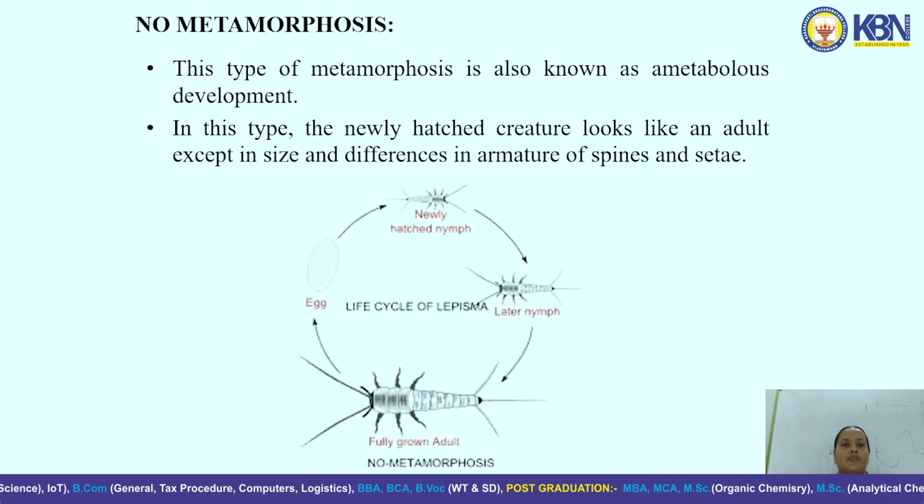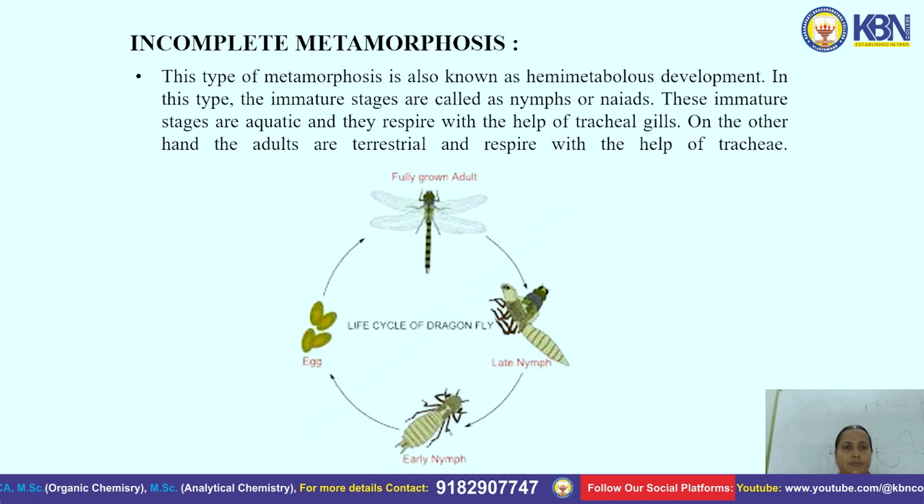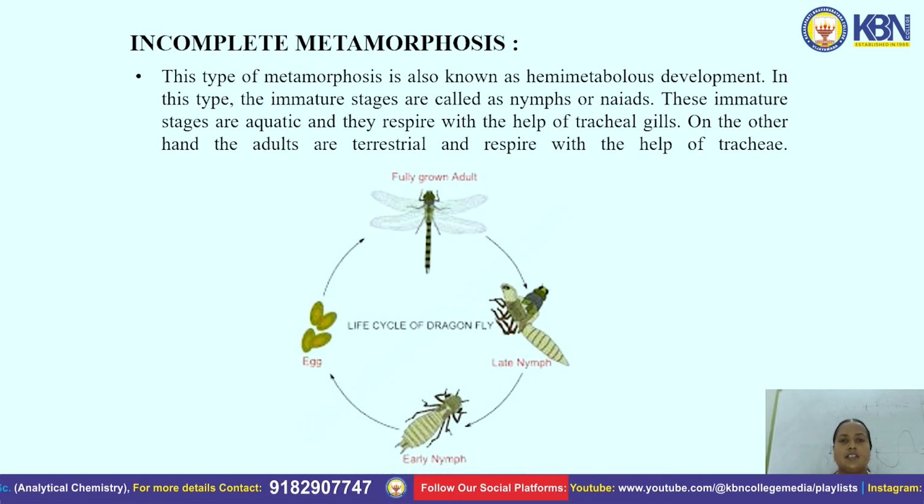No metamorphosis. This type of metamorphosis is also known as ametabolous development. In this type, the newly hatched creature looks like an adult except in size and in the armature of spines and setae. Incomplete metamorphosis. This type of metamorphosis is also known as hemimetabolous development.